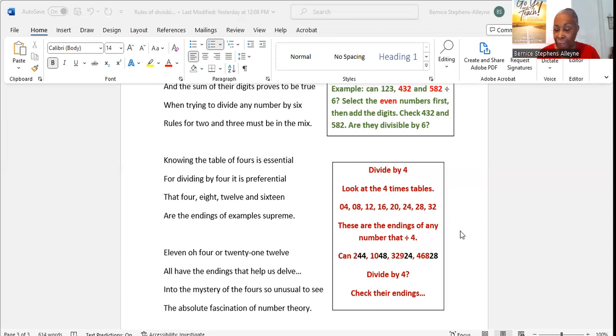Next one. 32924. The last 2 digits, 24. 24 is a multiple of 4. The whole number will divide by 4. 4 is pretty fascinating, and it's very simple as well. So if I punch in 32924, divide by 4, what do I get? 8,231. It works every time. Try it and see.